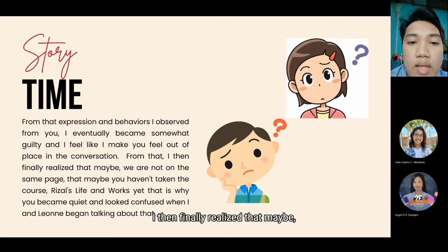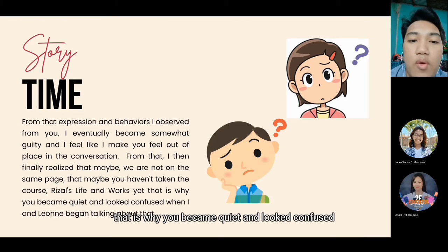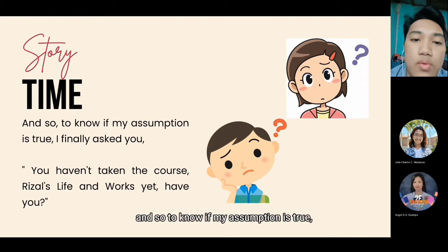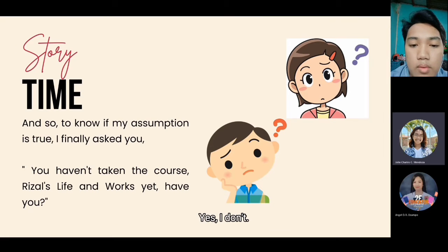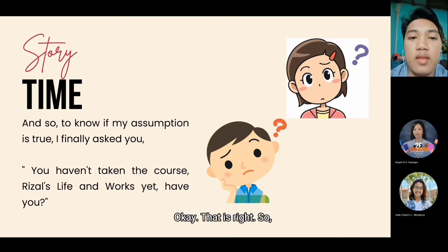From that, I finally realized that maybe we are not on the same page. That maybe you haven't taken the course Results, Life, and Works yet. That is why you became quiet and looked confused when Leon and I began talking about it. And so, to know if my assumption is true, I finally asked you, "You haven't taken the course Results, Life, and Works yet, have you?" "Yes, I haven't." Okay, that is right.